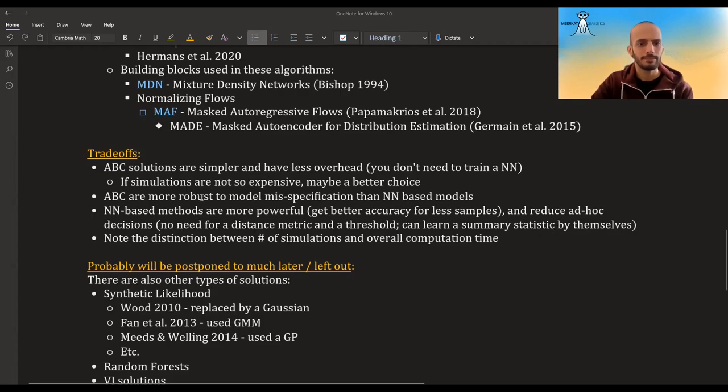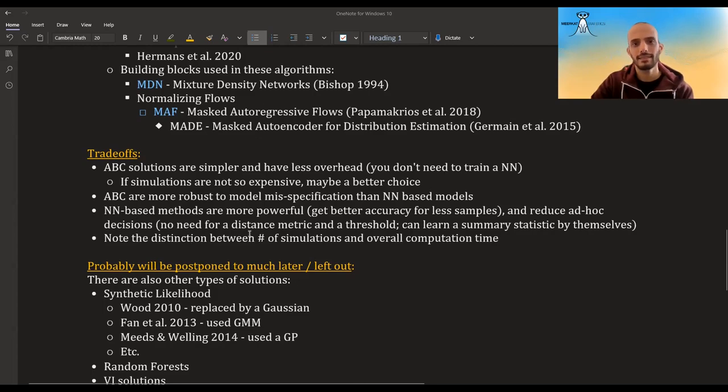They also reduce the ad hoc decisions that you have to make in ABC. As we will see, in ABC we have to decide on a distance metric and a threshold. In neural network-based methods, you don't have to do this. And they can also learn summary statistics by themselves, which is also something that you need to do in ABC. But we will touch upon this later.